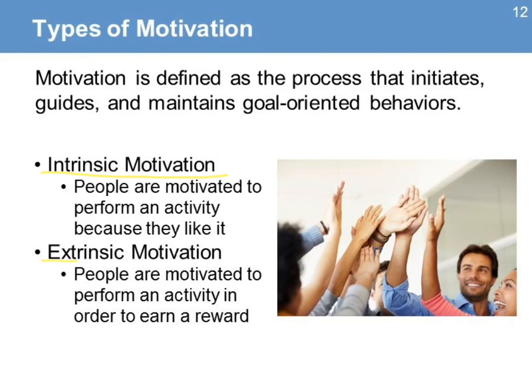The second one is extrinsic motivation. It's when people are motivated to perform an activity in order to earn a reward, such as an extra bonus or an award. When the project manager makes an assessment of the causes for poor performance that are related to motivation, the analysis should include a review of these two types of motivation.